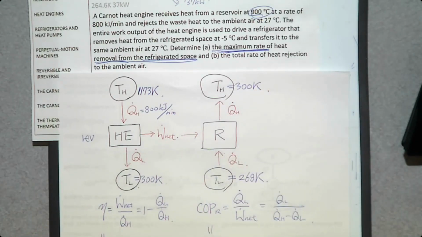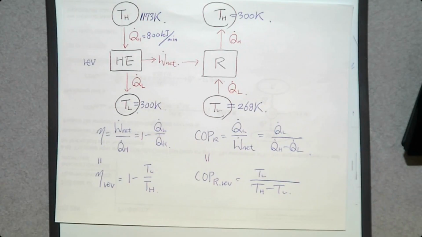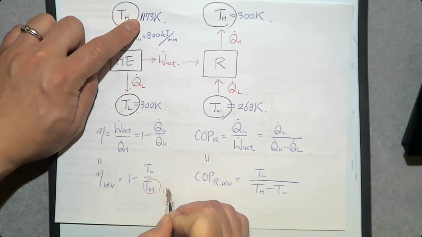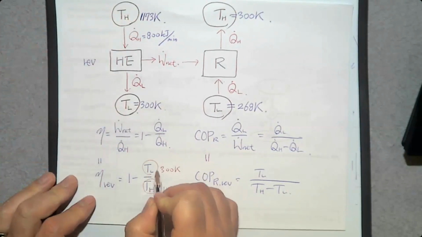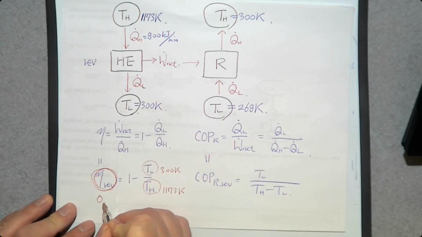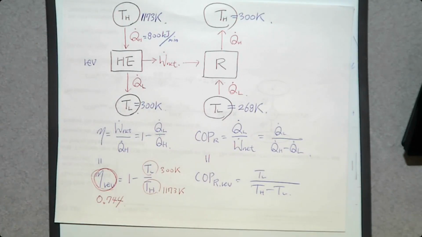Now we are ready to solve this problem. From this, TH is going to be 1173 Kelvin. TL is 300 Kelvin. Can you determine the efficiency? Yes. What is the efficiency? 0.744. 74.4% efficiency. Then we know Q dot H, that is 800.